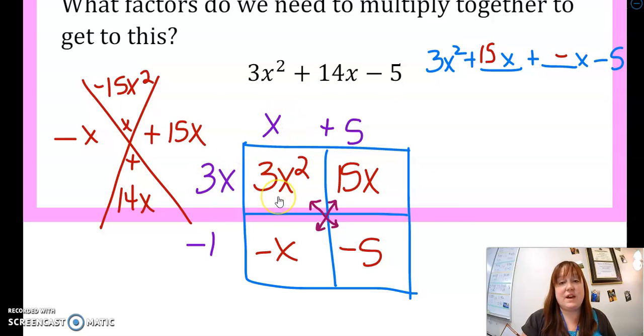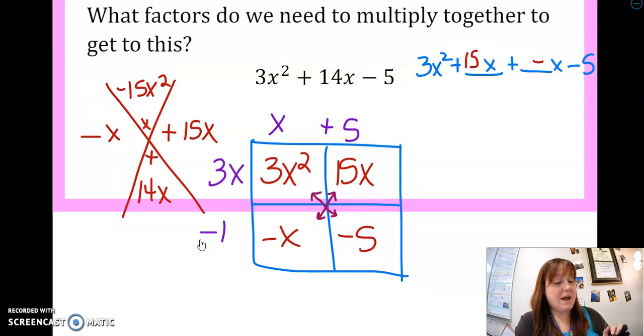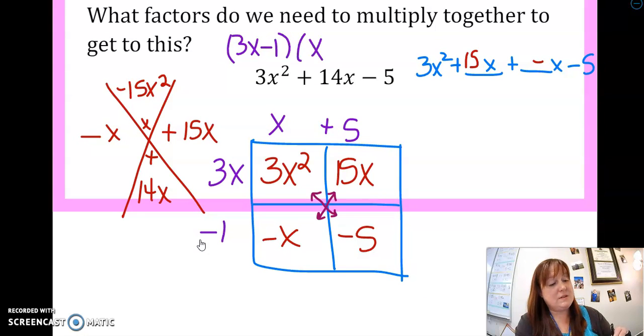And then I just check and make sure everything checks out. 3x times x is in fact x squared. 3x times 5 is 15x. X times negative 1 is negative x. And 5 times negative 1 is negative 5. So since they all multiply to what I need them to be, and these add to here, I know that these two have to be the factors. These are the factors that I would multiply together to get that. So I can write this in factored form: 3x minus 1 and x plus 5.